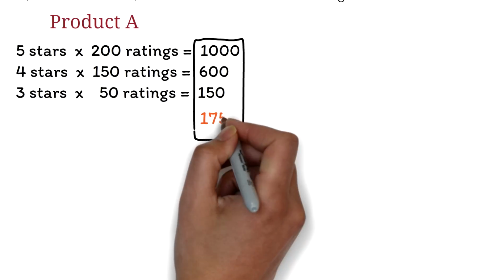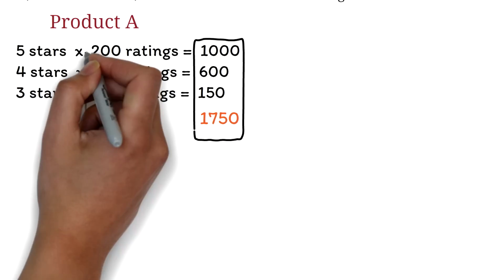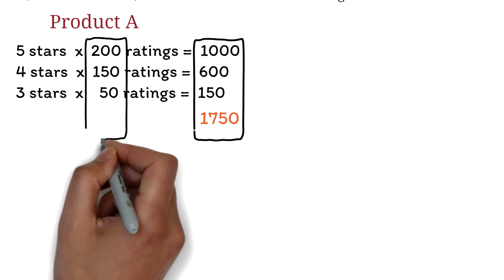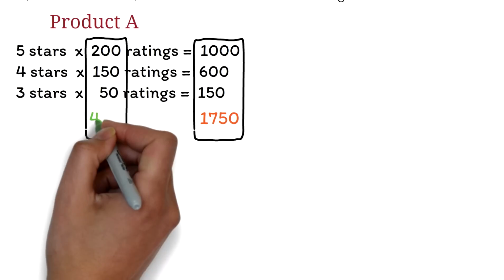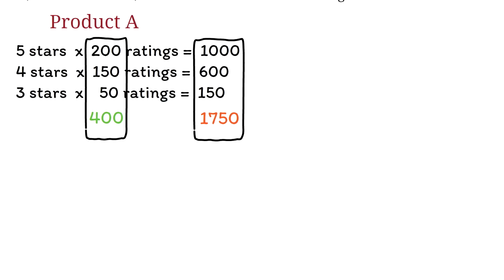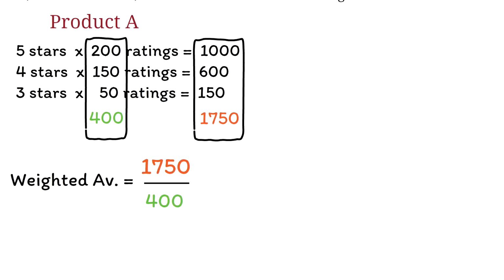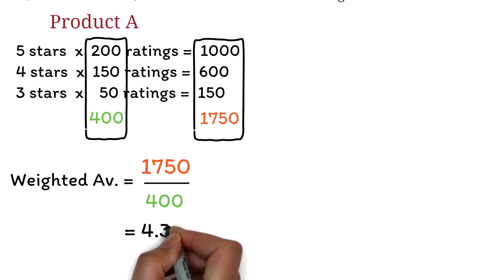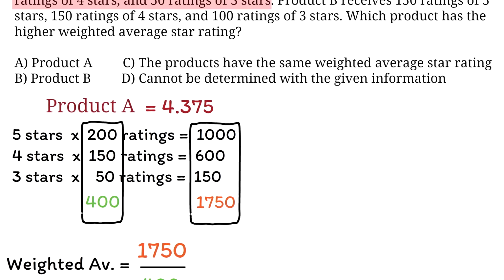This will be 1,750. The next step is to add the number of times the ratings were given. That is these values. We have 200 plus 150 plus 50. This will be equal to 400. Finally, we will divide 1,750 by the 400. 1,750 divided by 400 equals 4.375. So the weighted average for product A is 4.375.